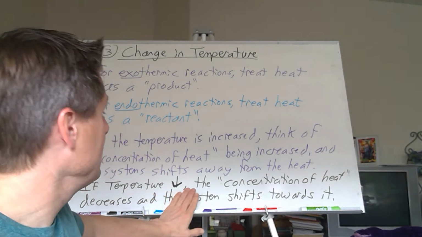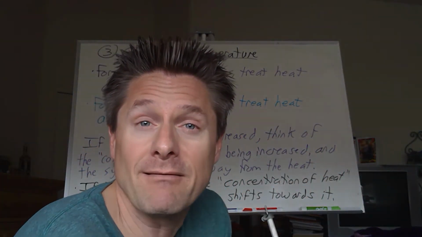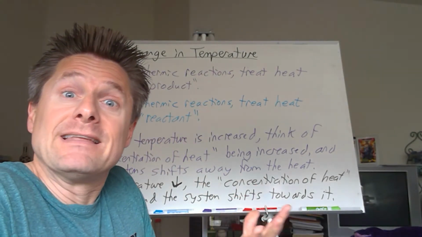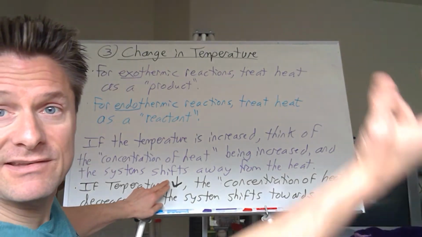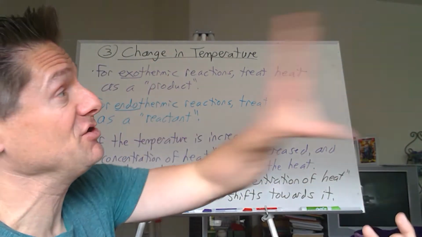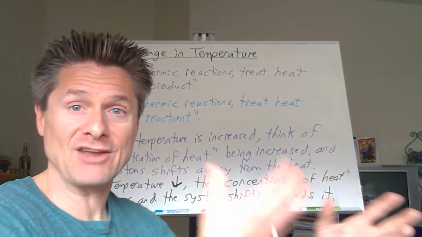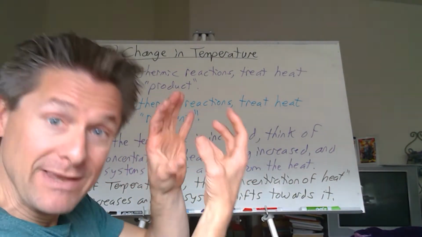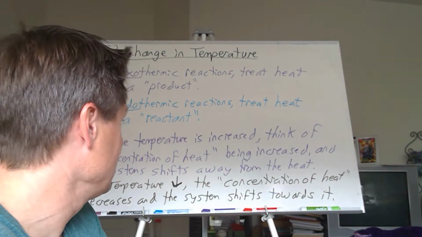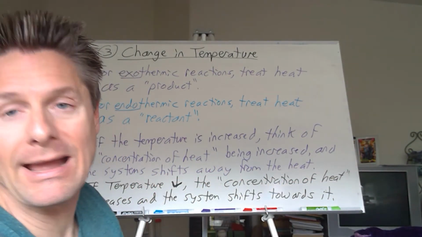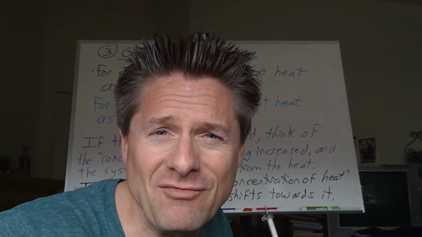And vice versa, if the temperature is decreased, we're decreasing the concentration of heat, right? So if it's an exothermic reaction where heat's a product and we're decreasing the temperature and decreasing the heat, it's going to shift to the right towards it to replenish it. If we have an endothermic reaction where heat is a reactant and we decrease the temperature or heat, it's going to shift left towards it in order to bring it back up. So think of it like a concentration one. Let's do an example, and we're done with chapter 15.